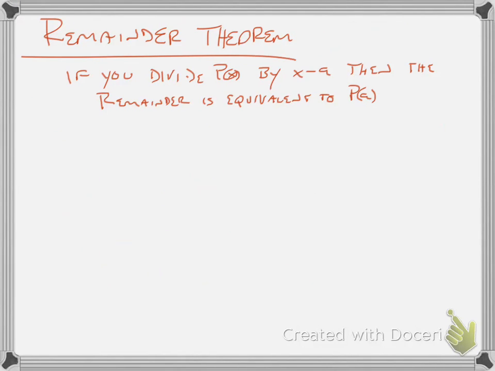Okay, the next one we're going to do is the remainder theorem. And we're going to use synthetic division to use the remainder theorem. But what the remainder theorem says is that if I take a polynomial p of x and divide it by x minus a, then the remainder is equivalent to p of a. Now, this one's a little bit different because the question is just going to be asked differently, but you're still using synthetic division.